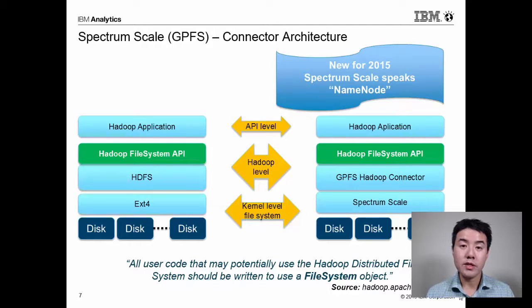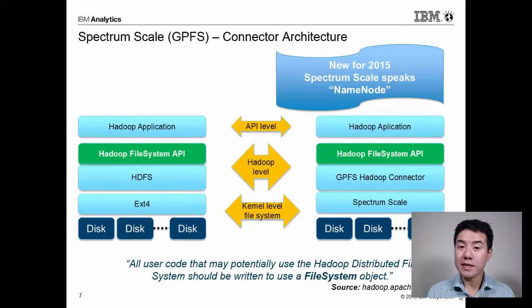On the right, you see Spectrum Scale, otherwise known as GPFS. And it's different because GPFS actually is intimately aware of the disks. It is a kernel level file system that's actually POSIX compliant. Now, Spectrum Scale has also gone and implemented the Hadoop file system API through this connector layer called the GPFS Hadoop connector. And so again, applications written for Hadoop interact with the file system API and get serviced by GPFS.